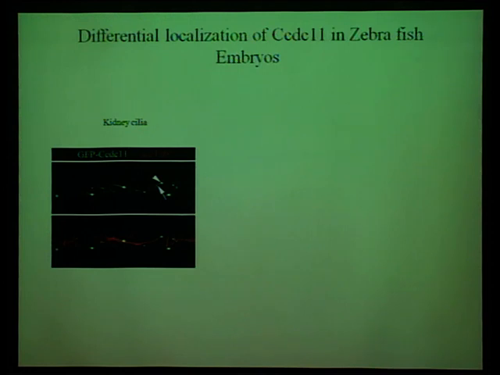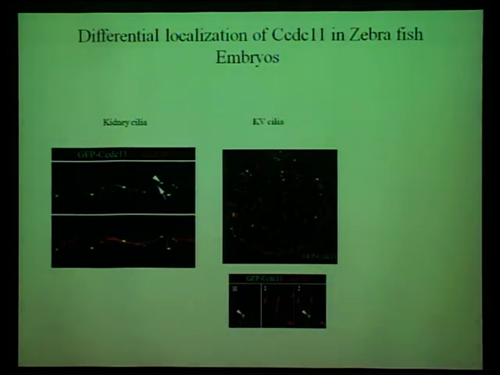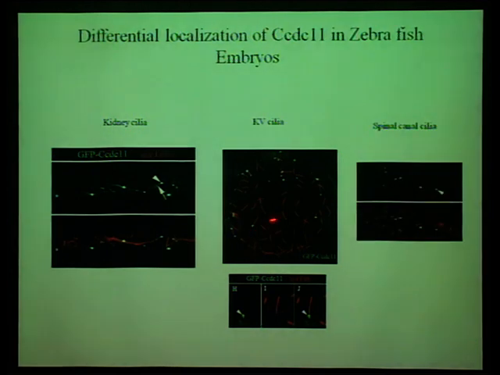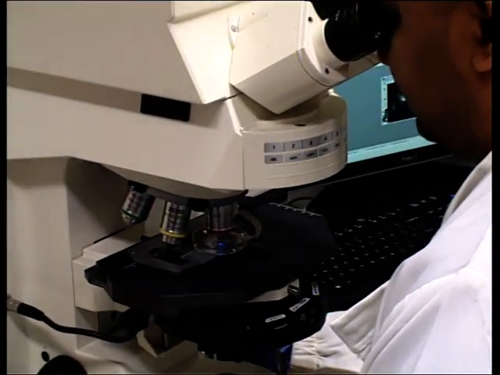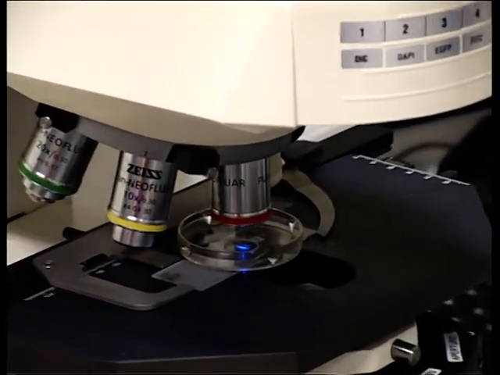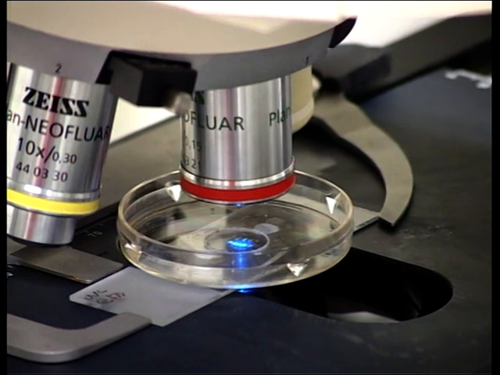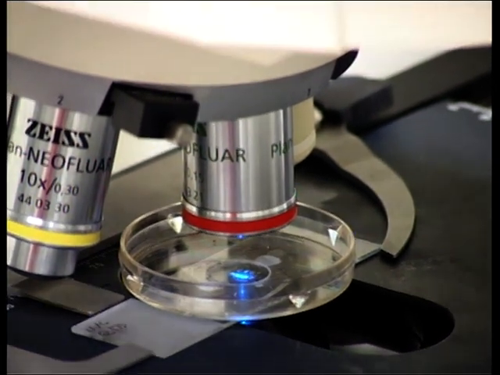Immunofluorescence analysis shows that zebrafish CCDC11 protein localizes to the axoneme and the base of the kidney cilia, which is very similar to the localization of CCDC11 protein in human respiratory cilia. However, the protein localized only to the base of the KV cilia and also to the base of the spinal cord cilia. To evaluate the effect of CCDC11 knockdown on the motility of cilia in zebrafish, we performed live imaging of wild type and CCDC11 morpholino injected embryos.